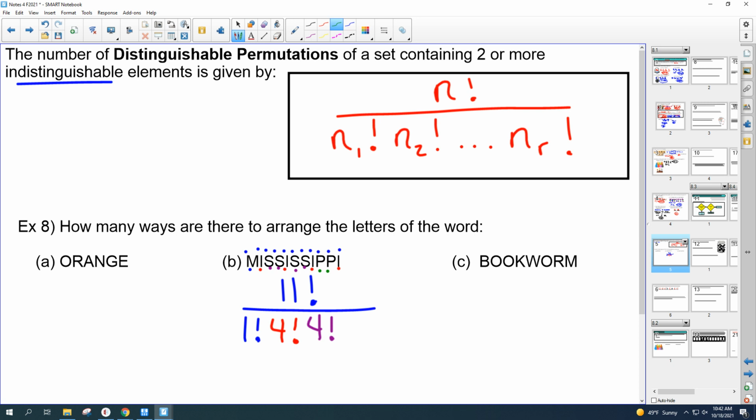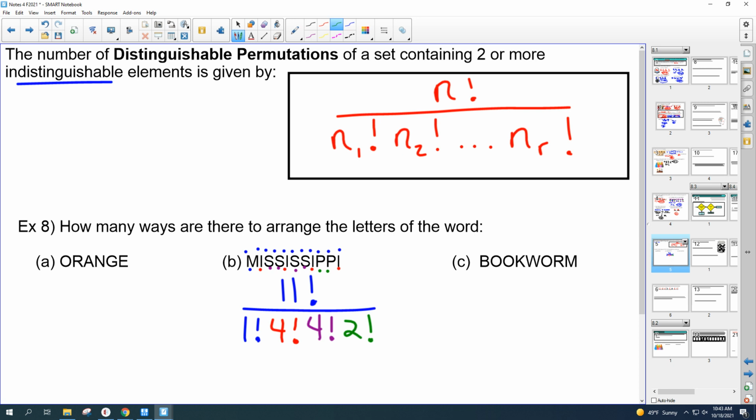And two P's, we're going to do the same thing for the two P's. Okay? So all we're doing is dividing off the number of ways of repeating or shuffling the individual letters. So we've got 11 factorial over all of that.